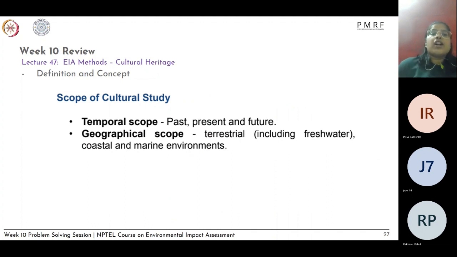And then the scope of cultural study includes temporal scope, wherein you look at the past, present, and future of the site in terms of cultural perception. And then you also look at a geographical scale, that is, how geology affects this cultural definition. So you have different types of habitats or geographical conditions like terrestrial, coastal, and marine environments. So you look at that geography as well as the temporal scope of the study site.